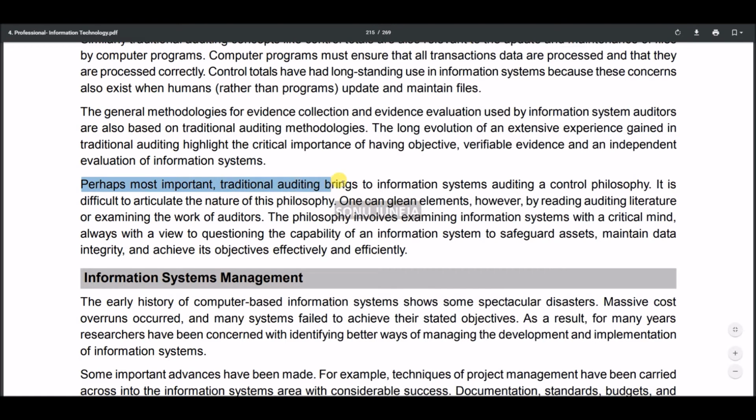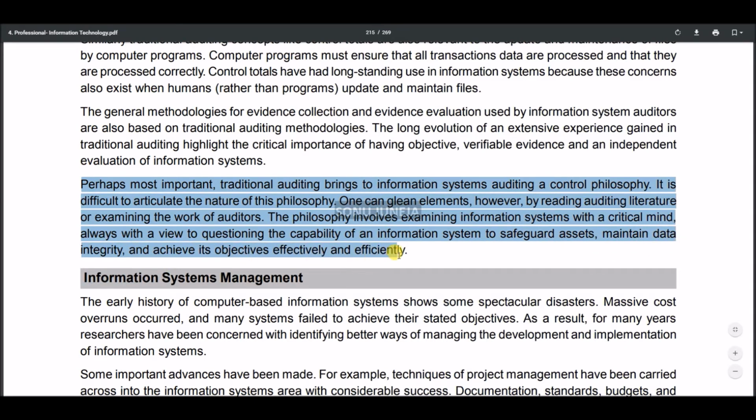Perhaps the most important thing traditional auditing brings to information system auditing is a control philosophy. It is difficult to articulate the nature of this philosophy. One can glean elements, however, by reading auditing literature or examining the work of auditors. The philosophy involves examining the information system with a critical mind, always with a view to questioning the capability of the information system to safeguard assets, maintain data integrity, and achieve its objectives efficiently and effectively.